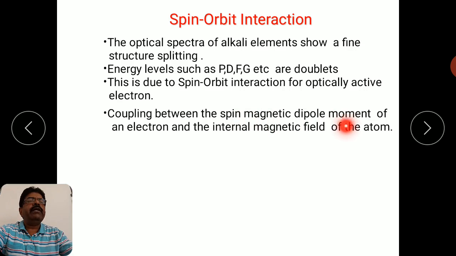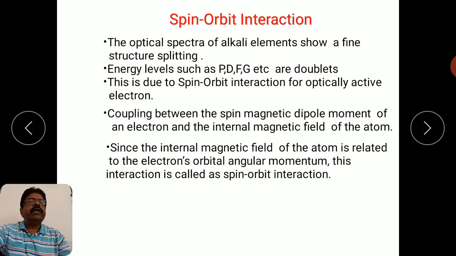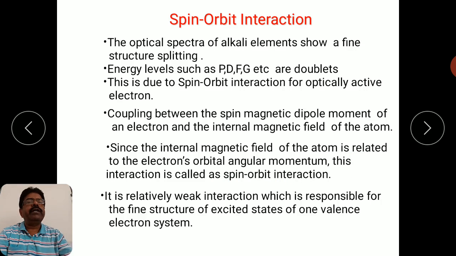So this spin magnetic dipole moment in the presence of the internal magnetic field, there will be interaction of these two. Since the internal magnetic field of the atom is related to the orbital motion of the electron, and that means the electron's orbital angular momentum, this interaction therefore is called spin orbit interaction. So the interaction between spin magnetic dipole moment and internal magnetic field. The internal magnetic field is because of orbital angular momentum. Therefore, this interaction is called spin orbit interaction.